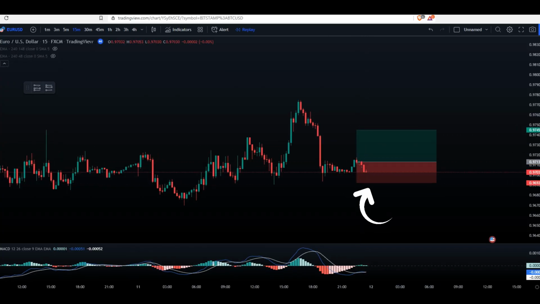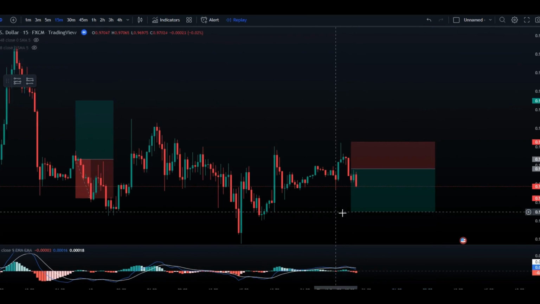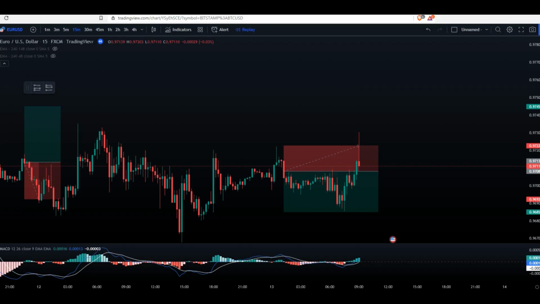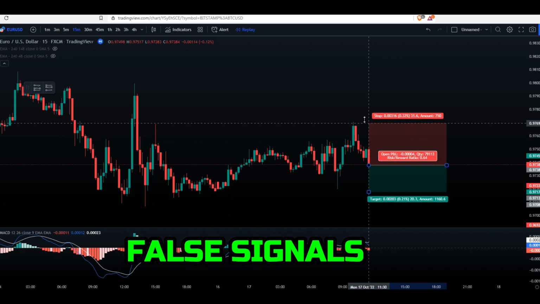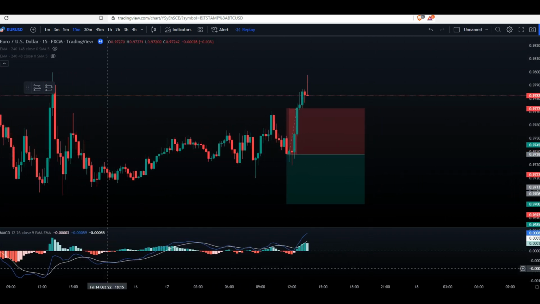But there was a big problem when I first used this indicator. I could not catch the profitable trades. In fact, the majority of MACD signals were false, and I wanted to catch trades like this.